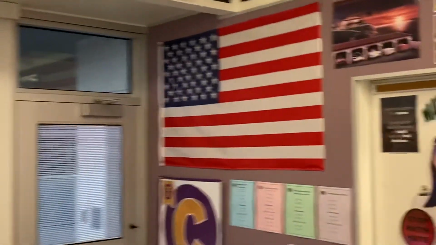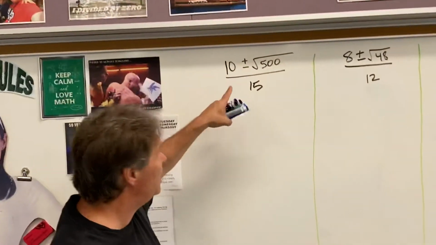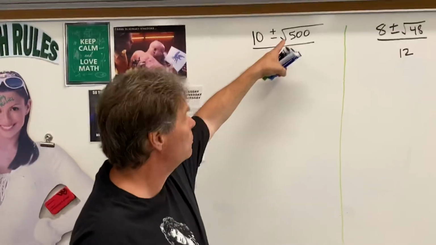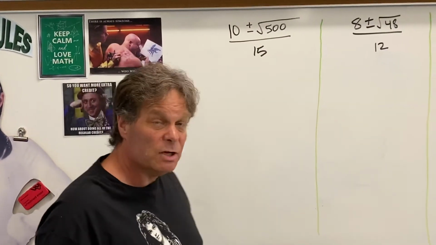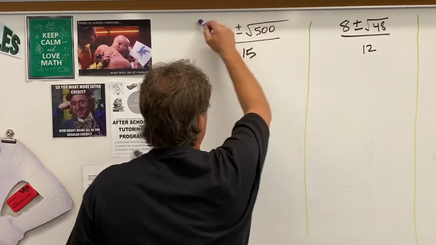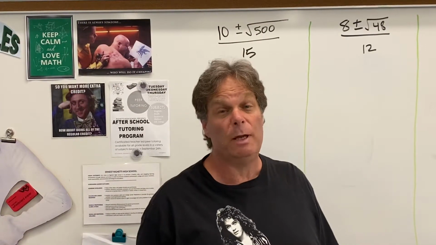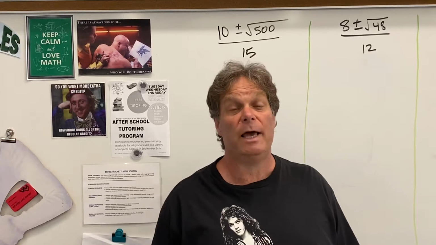For instance, this first one, this is the type of answer you could get by doing the quadratic formula. 10 plus or minus square root of 500 over 15. Some people would just say, that's my answer, okay? Not good enough. It would be a correct answer at that point. It would not be simplified. So I'm going to show you how to simplify it.